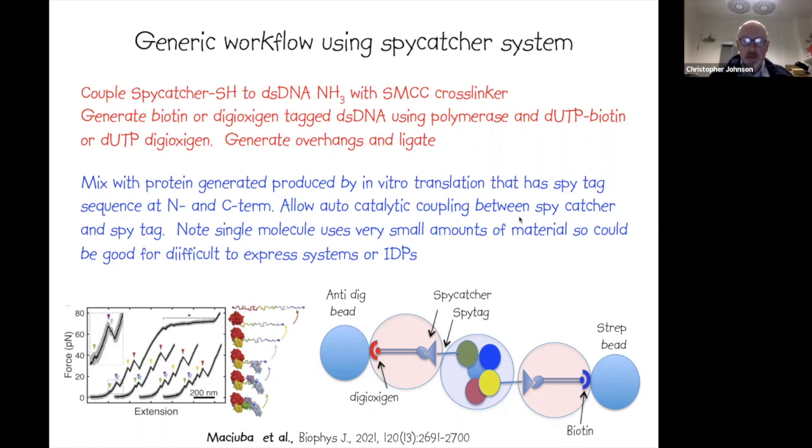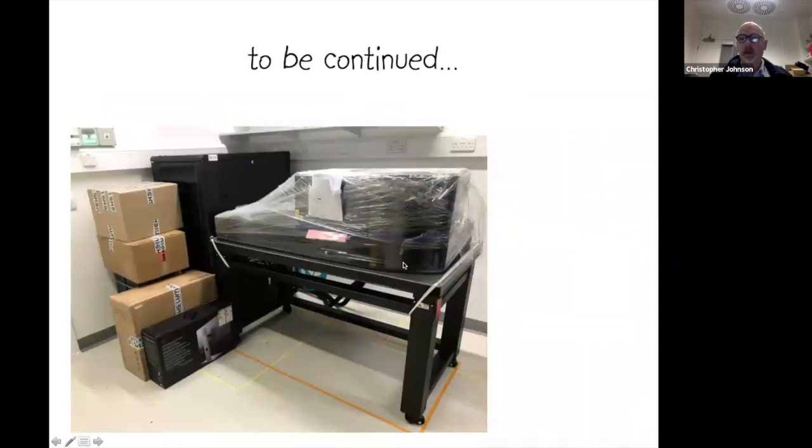One of the very interesting things also about this paper is that the protein that was studied here, which contains these Spy tags, was generated by in vitro translation. That's because they needed very little of that protein produced. And so this particular technique might be something that could be used to study difficult to express systems. Here's the C-trap that we have in the building at the moment. So I can't really tell you any more or show you any data that we've acquired.